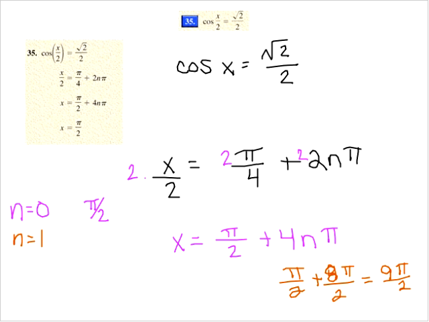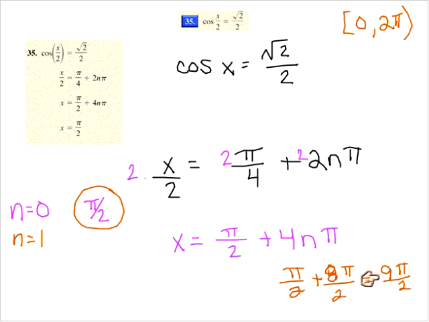Is 9 pi over 2 in your interval of 0 to 2 pi? And the answer there is no, it is not. It's already on the outside. It's greater than 2 pi. So we do not include it in our solution set. So really the only answer between 0 and 2 pi is pi over 2 in this case.